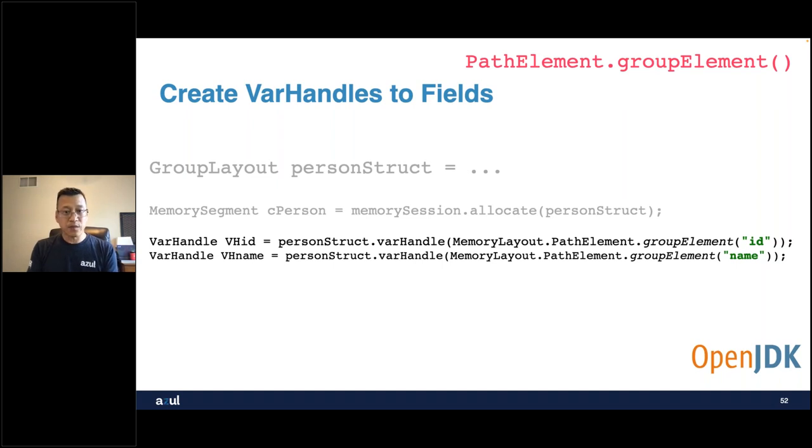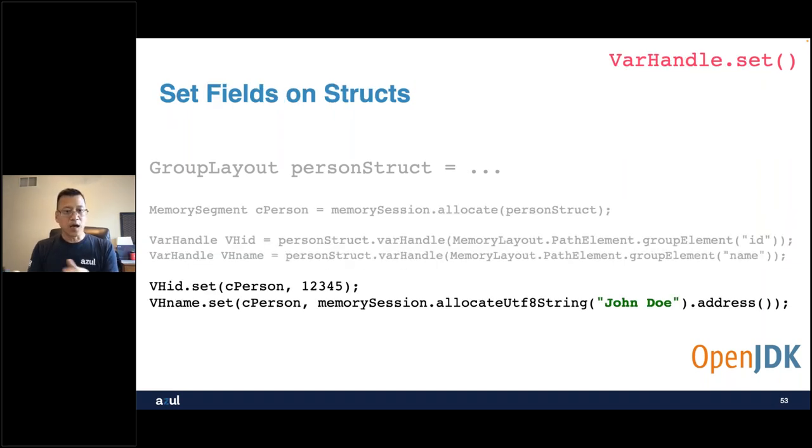And in this case, again, you specify memory layout path element, group layout, or a group element. And here, before I just showed you what we've done with the Java underscore int, or an int, but the one above was, I believe, a long. And so the second one is this C string, but here you're taking a Java string and converting it to a memory segment using the allocate UTF-8 string, and then you're getting the address. You have to call that method called address, because like we did before, the value layout was that predefined value layout called address, all caps.